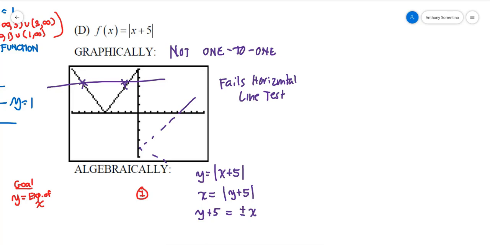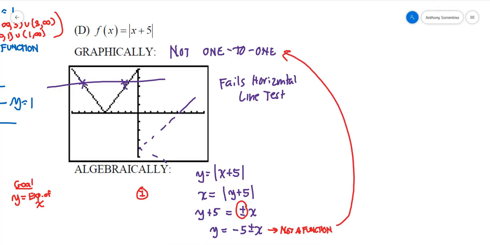I would usually say x or negative x, but same thing. This plus or minus right here automatically tells me it's not going to be a function. So if I finish this off, I have that it's negative 5 plus or minus x. That is enough to indicate that it is not a function, because that plus or minus symbol means that values of x are going to produce more than one value of y. So I can say here this is not a function, which comes back up to here telling me it's not 1-to-1, because I just did the inverse and it's shown that the inverse is not a function.